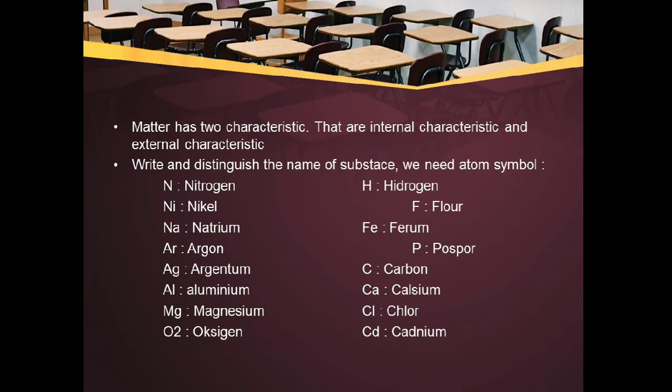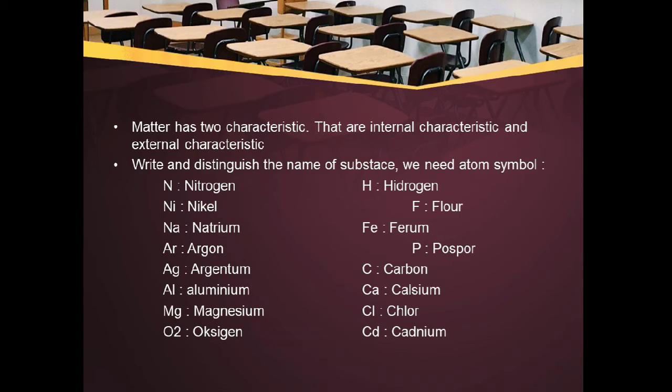Matter has two characteristics. First is the internal characteristic and second is the external characteristic. Internal characteristics cannot be affected by external things, for example, boiling point, melting point, density, and etc. The external characteristics come from external impact, such as volume and weight.